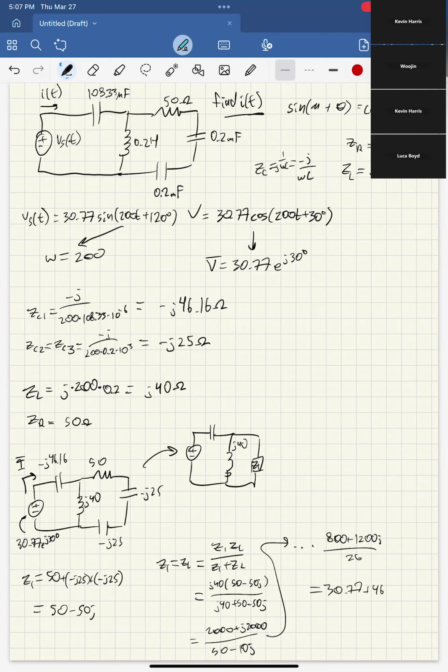plus 46.15. What I would do if I were doing this is I would say, okay, I have that initial expression here, right? And then I would go to my calculator and just write that. So if I go to my calculator and I type I times 40 and then parentheses 50 minus 50 times I, and then divided by J or I 40 plus 50 minus 50 I, and then I press enter, and I'm in the right mode for it.